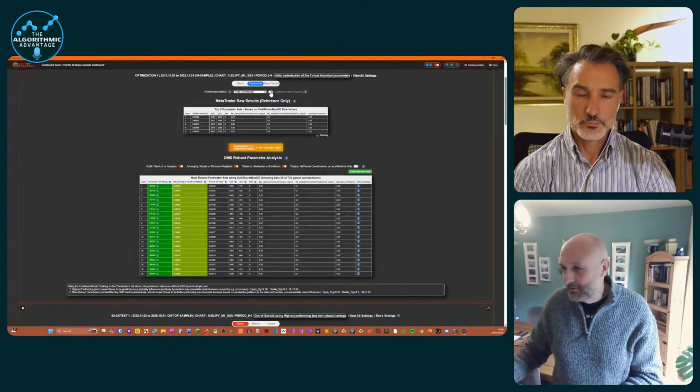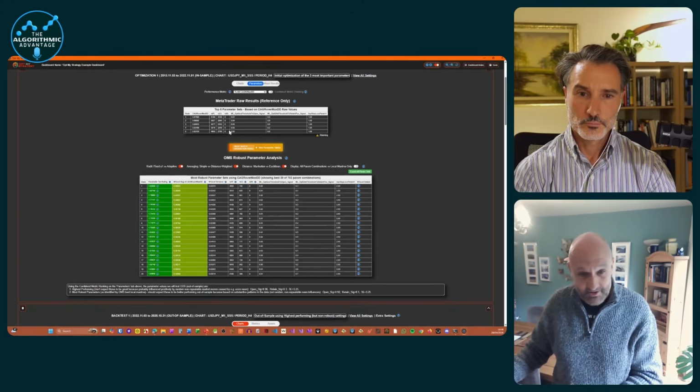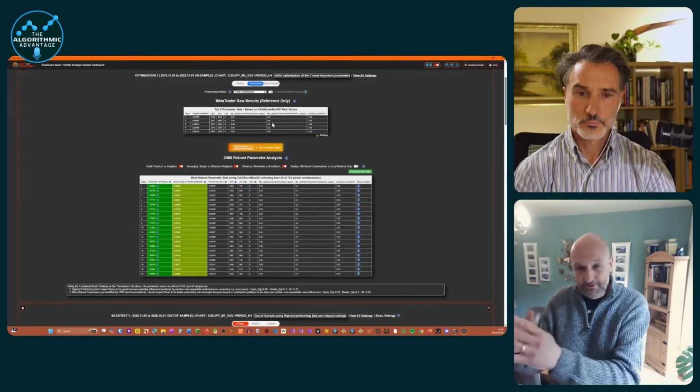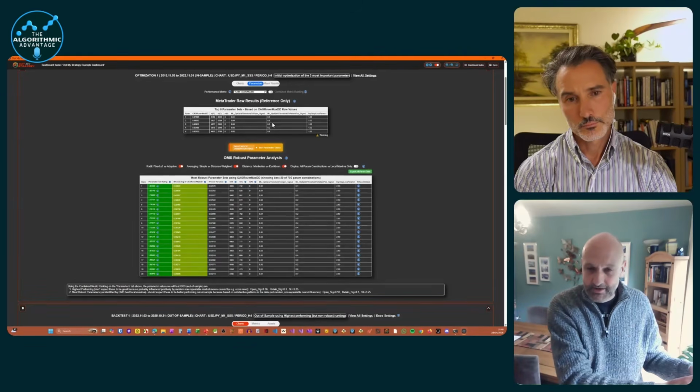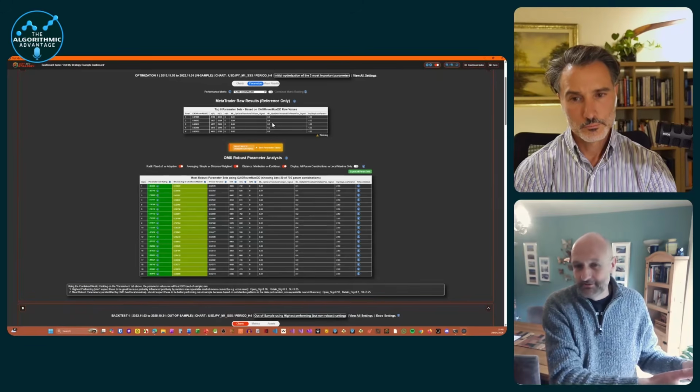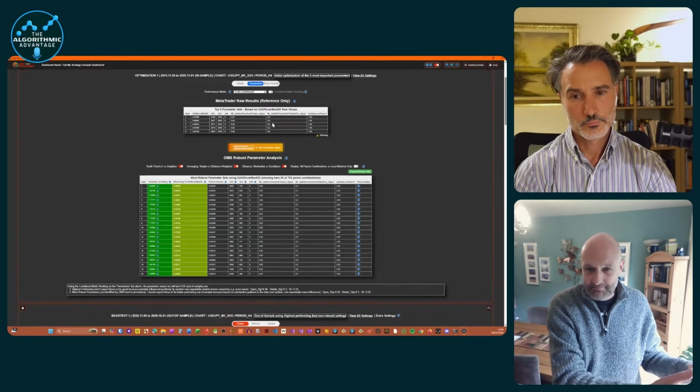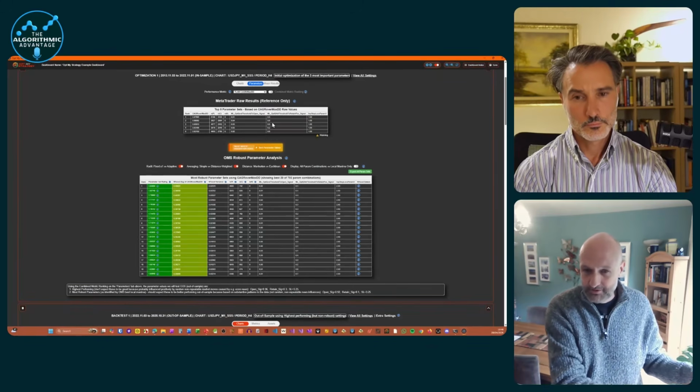Okay. Now, this table at the top, the smaller table, it's small for a reason, and that's just because it's there for comparison. You should never use this table. This table is the results that were taken directly from your trading platform. So these are the results, for example, that MT5 produced or MT4 produced.